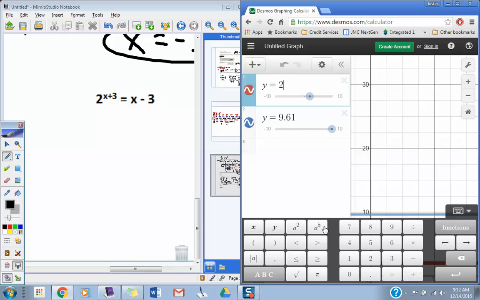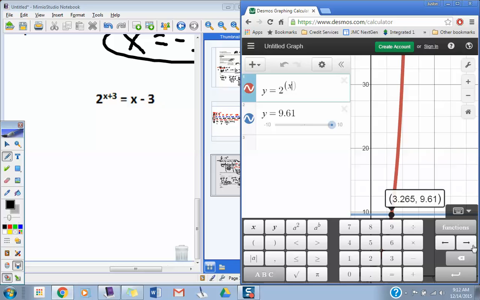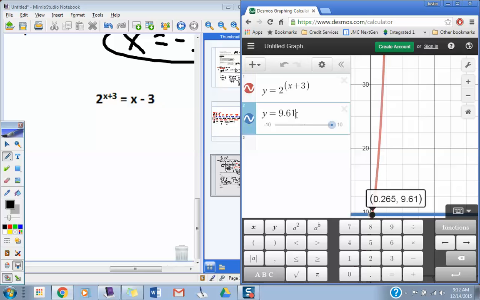Anytime you have that binomial, like an x plus 3 or something has an exponent, what am I suggesting you put around those again? You get those parentheses in there, you bet. So what do I want to put up here for an exponent, kiddos? X plus 3. And then over here, we're just simply going to type in y equals x plus 3.